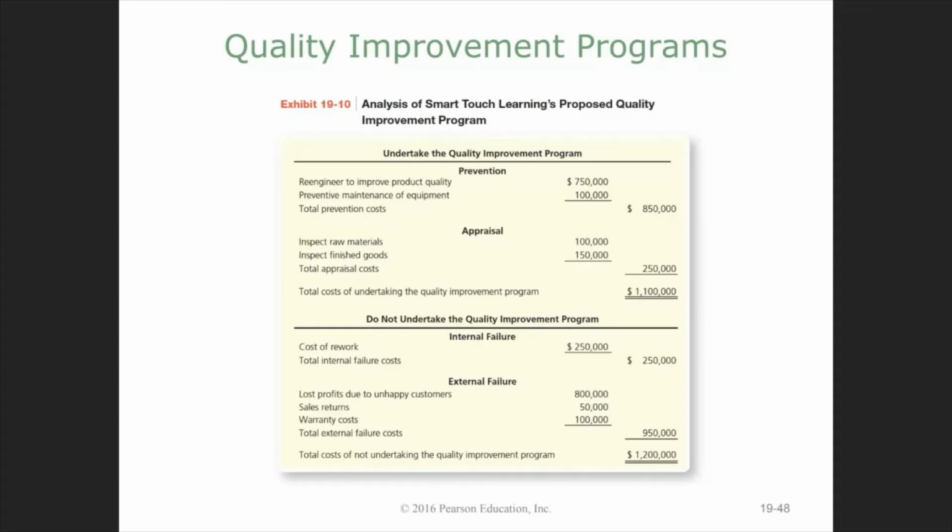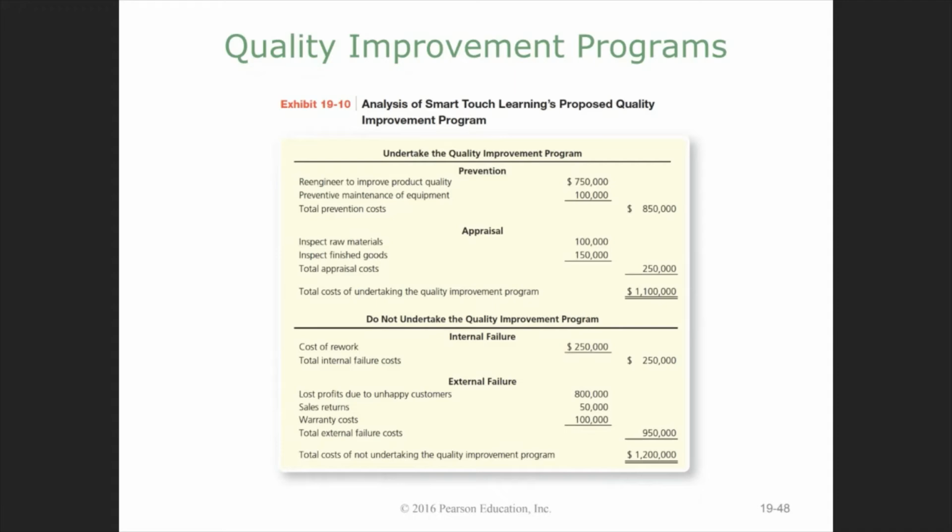So in this example, we've got our quality improvement programs. This is small, so let me see if I can pull it up on this other screen. All right, so we've got analysis of Smart Touch Learning's proposed quality improvement program. They're going to undertake the quality improvement program. So here, just look over this slide. So we've got there for prevention, they've got these 4 different areas, and they've got them listed out on this sheet.